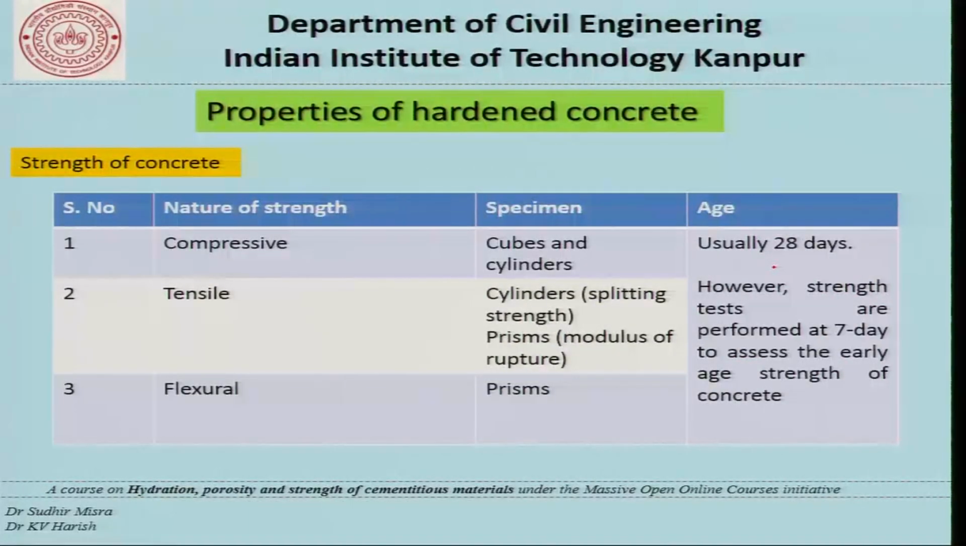Now coming to properties of hardened concrete, we have strength. Indeed, strength could be compressive strength, but concrete is not all the time, in all applications, subjected only to compressive stresses, and therefore we often talk of the tensile strength of concrete or the flexural strength of concrete, and we use different kinds of specimens which could be cubes or cylinders to determine the compressive strength. We often use cylinders for the splitting strength and prisms to determine the modulus of rupture to get an idea of the tensile strength, and for flexural strength as well we use prisms. Usually these tests are carried out at 28 days or 7 days, as the case may be, depending on the application that we have.